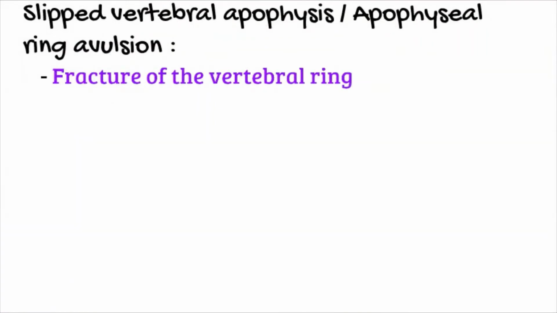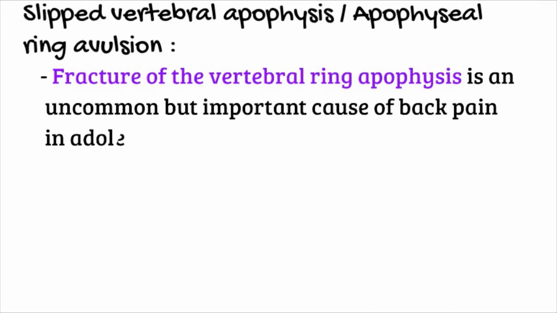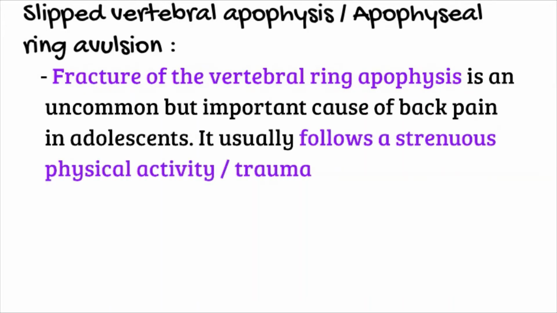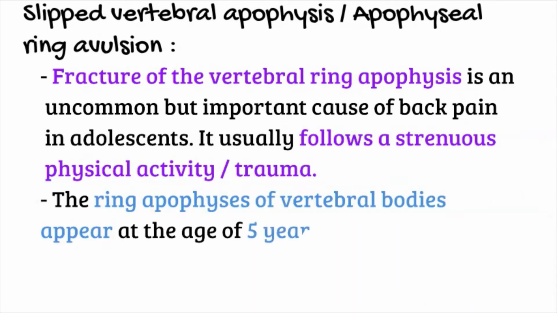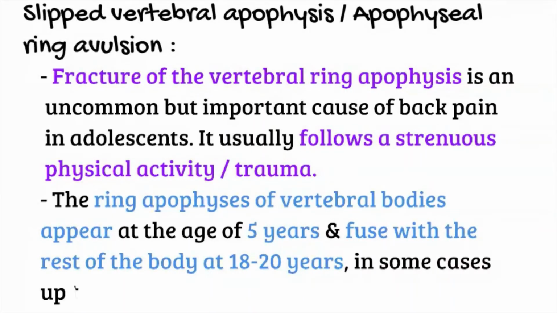Fracture of the vertebral ring apophysis is an uncommon but important cause of back pain in adolescents. It usually follows strenuous physical activity or trauma. The ring apophysis of vertebral bodies appears at the age of 5 years and fuses with the rest of the body at 18 to 20 years, in some cases up to 25 years old.